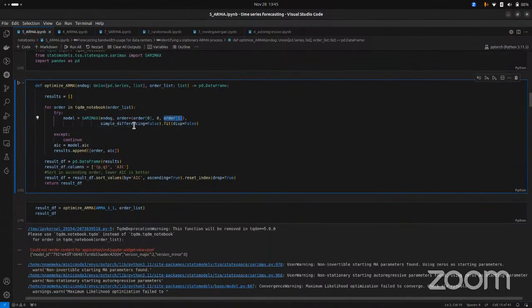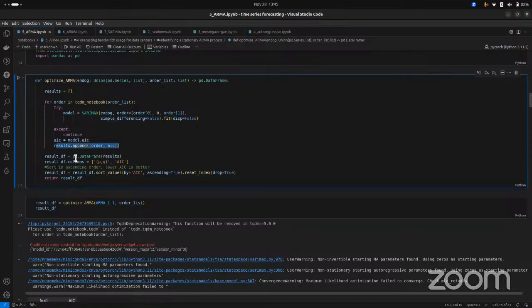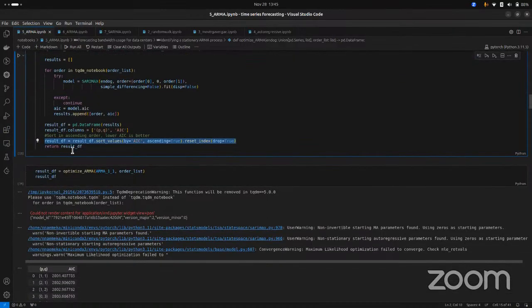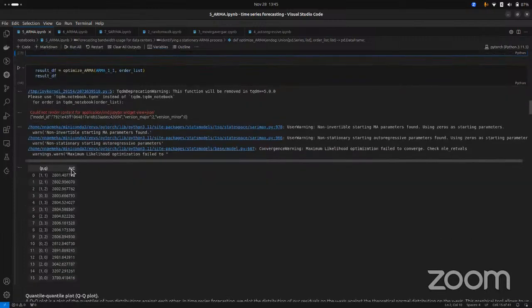We're going to build the model, fit the model, calculate the AIC and append it to the list. Then we're going to use that list to create a pandas data frame by naming the columns PQ and AIC. Then we sort in ascending order and return the data frame. We're printing out the data frame, and we see a whole lot of values.